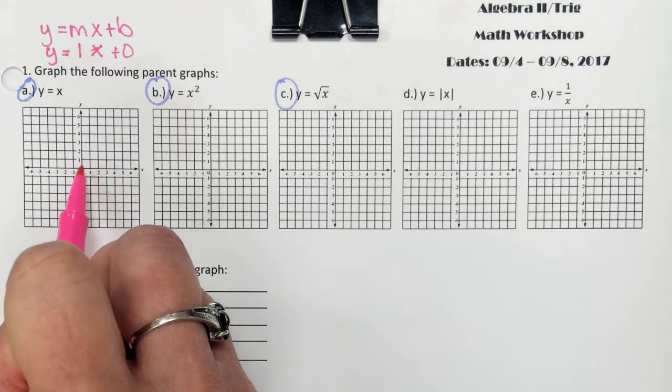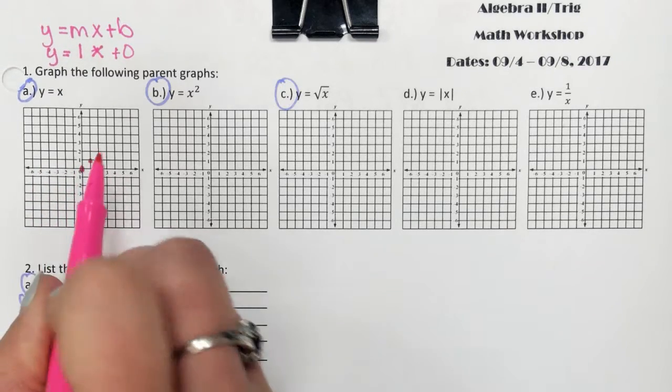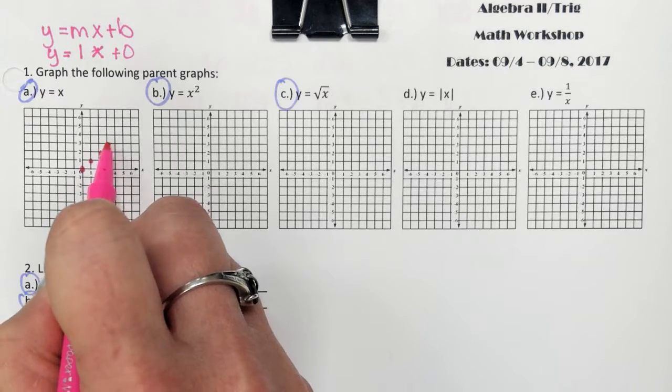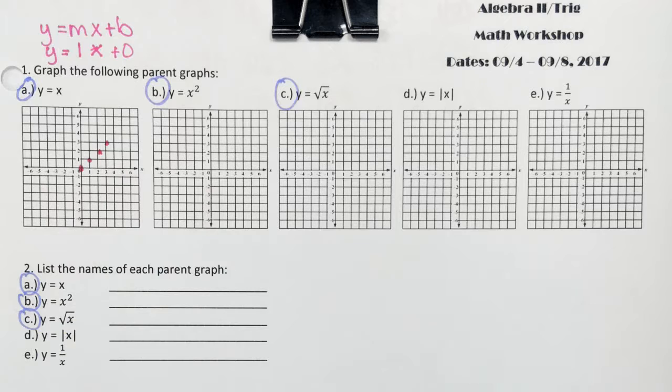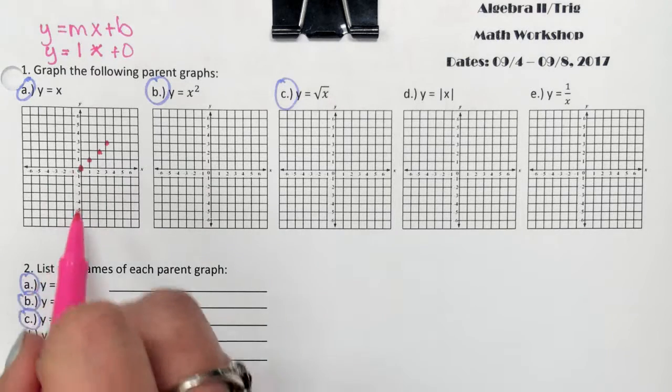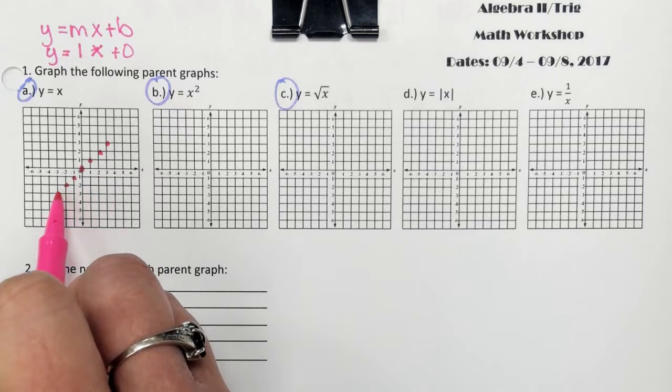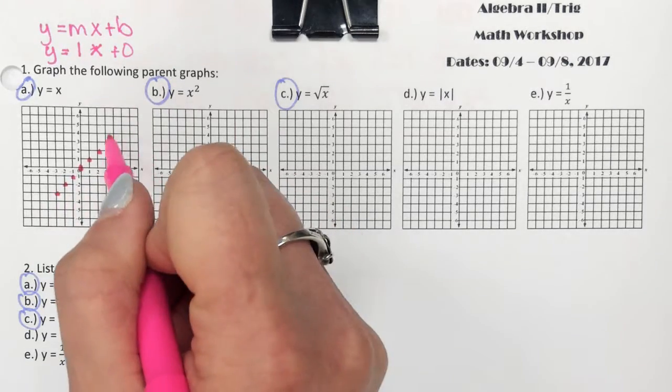I'm going to do what? Up 1 and... Don't say over. We're going to say right, okay? Up 1 and right 1. There you go. What's the opposite of going up and right? There you go. You can do that as many times as you want.